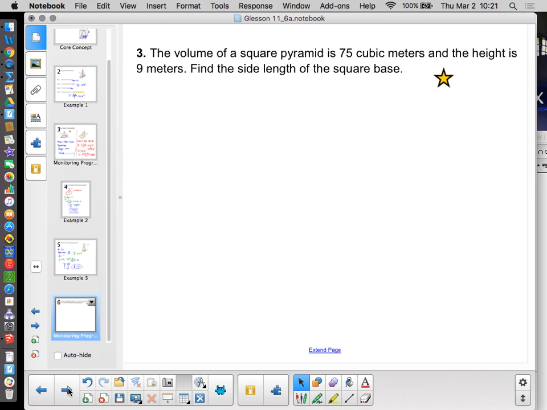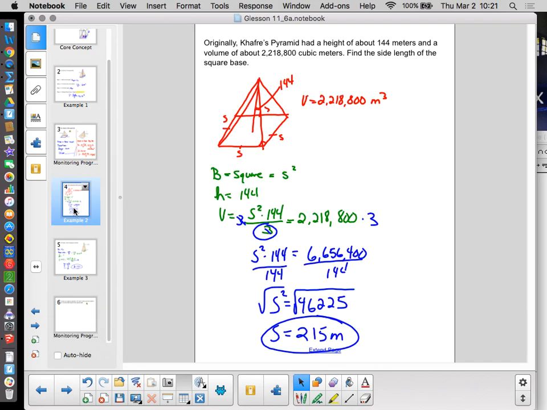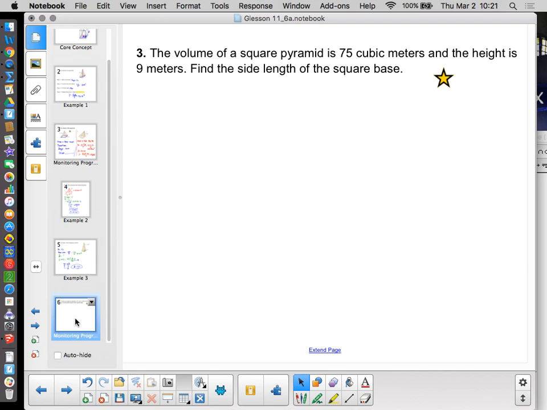Finally, one more problem for you. The volume of a square pyramid is 75 cubic meters. The height is 9 meters. Find the length of the square base. So that's going to be very similar to this one. You may want to look at the notes I've posted so you see how I solved this, and then use that to help you solve this problem. Good luck, and we'll see you in class.